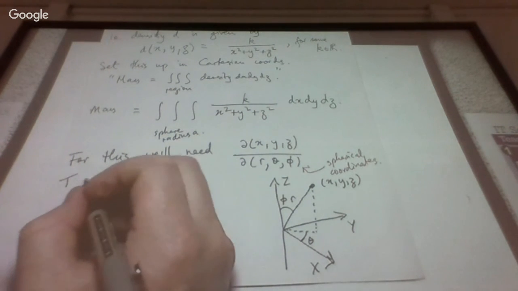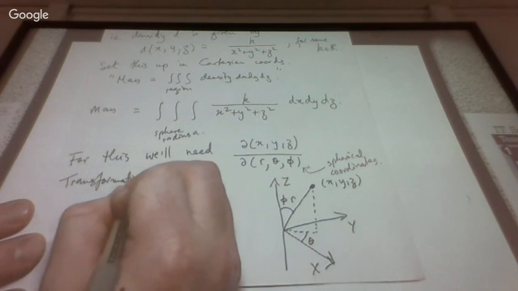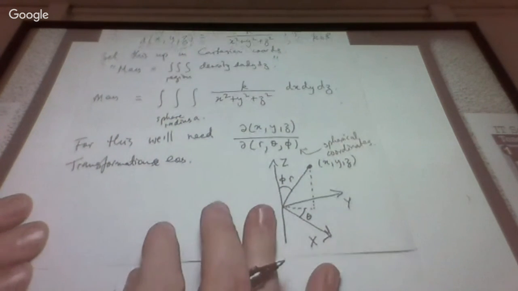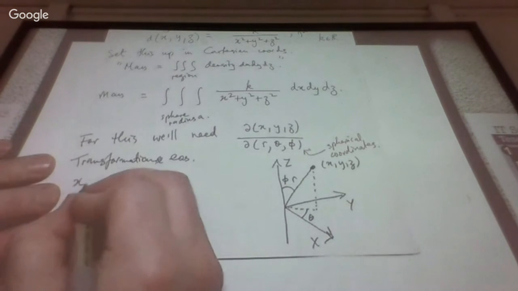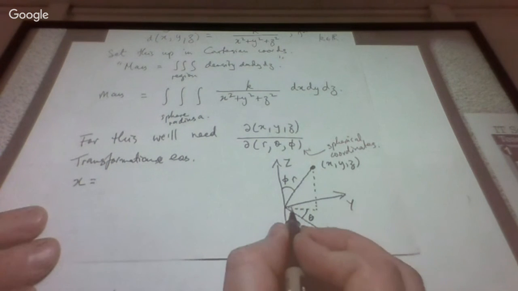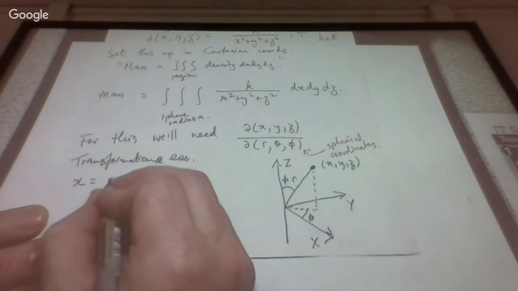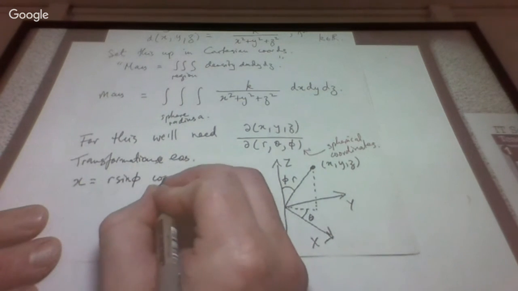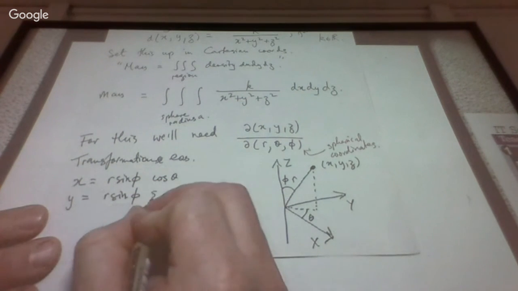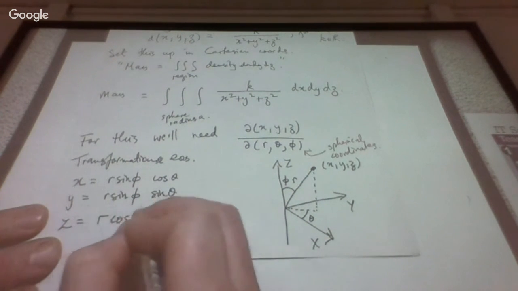The transformation equations which you'll need, I won't finish this example, but I'll set it up for you. You can look at it in the tutorials. Transformation equations, this is just reminding you what they were: x equals, so this rho term, this projected radius term, is r sine phi. So you get that multiplied by cosine theta for x, r sine phi times sine theta for y. And then z is a bit easier. Z is just r cosine phi.